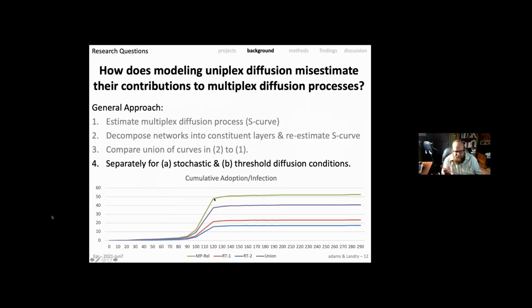So as a result, we're going to do all those 3 steps I described before: the multiplex diffusion, the decomposition, and then the union of those compared. We're going to do this separately for stochastic and threshold diffusion conditions.